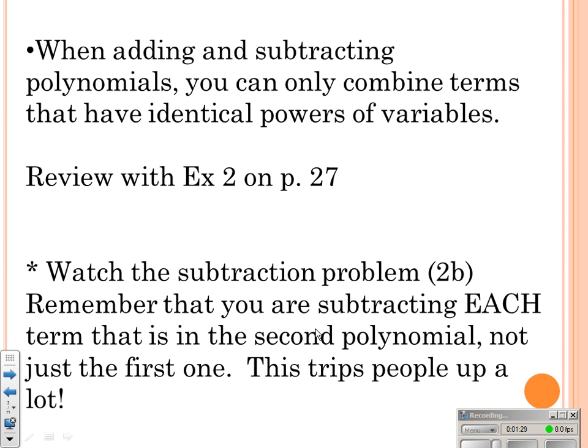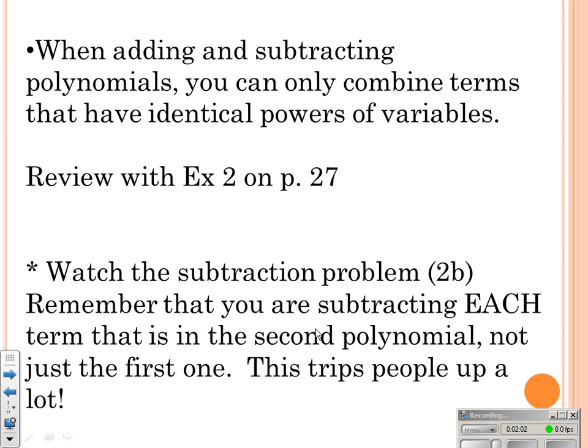Now, when adding and subtracting polynomials, you can only combine terms that have identical powers of variables. So for example, an x term can be added or subtracted to another x term. An x squared term can be added or subtracted with another x squared term, and so on. But you cannot mix them. So simply having x's doesn't mean that they can be combined. The power has to match as well. Take a look at example number 2 on page 27.